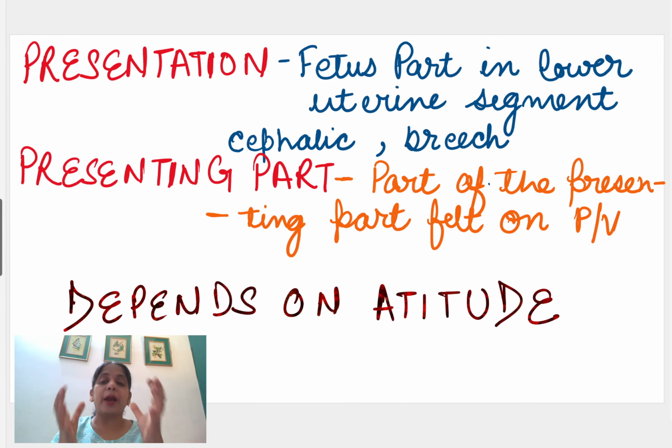So which part of the fetus is coming in the lower part of the uterus? If the head is coming, then it is cephalic. If the pelvis is coming, then it is breech. If the shoulder is coming, then it is shoulder presentation. Now, presenting part. What do you mean by presenting part? What we studied was presentation. Let me tell you.